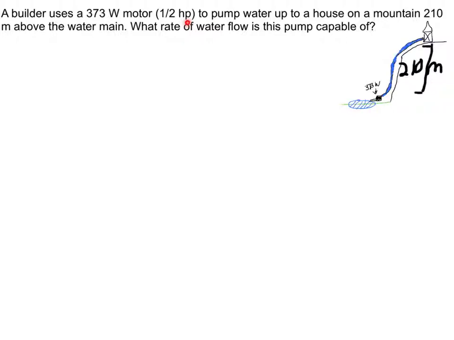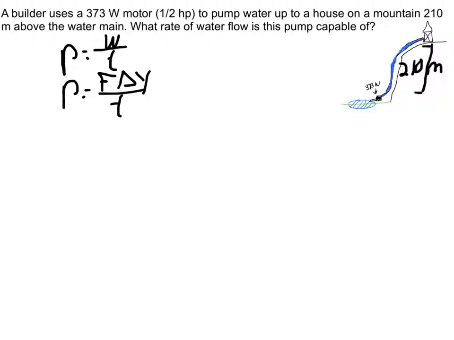All right, so he chooses a small motor just to get enough water up there. So we're pumping it up 210 meters above the water main. What is the rate of water flow that this pump is capable of doing? All right, so power is work divided by time. And work is force times displacement.